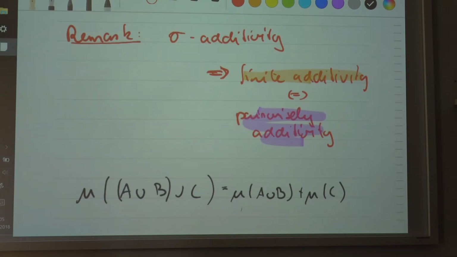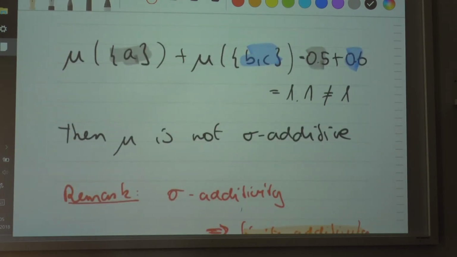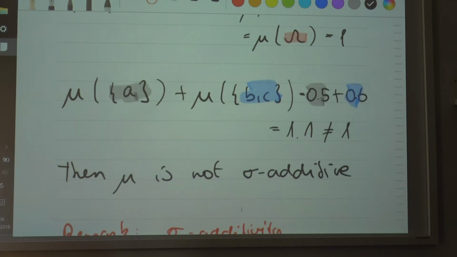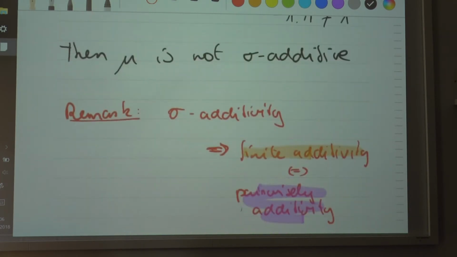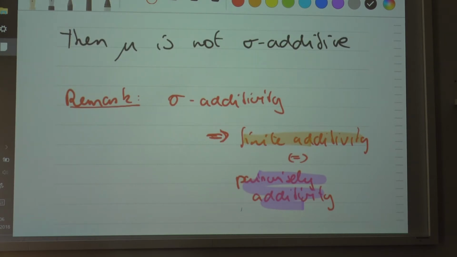But if it's not finitely additive, which is the case here, right? This function is not finitely additive because it's not pairwise additive. And finite additivity is necessary for sigma additivity, guys, all right? But it's not sufficient. So if that statement is not true, then this statement cannot be true either, so sigma additivity cannot be true either. You understand? All right, so that's why I introduced you to propositional calculus.